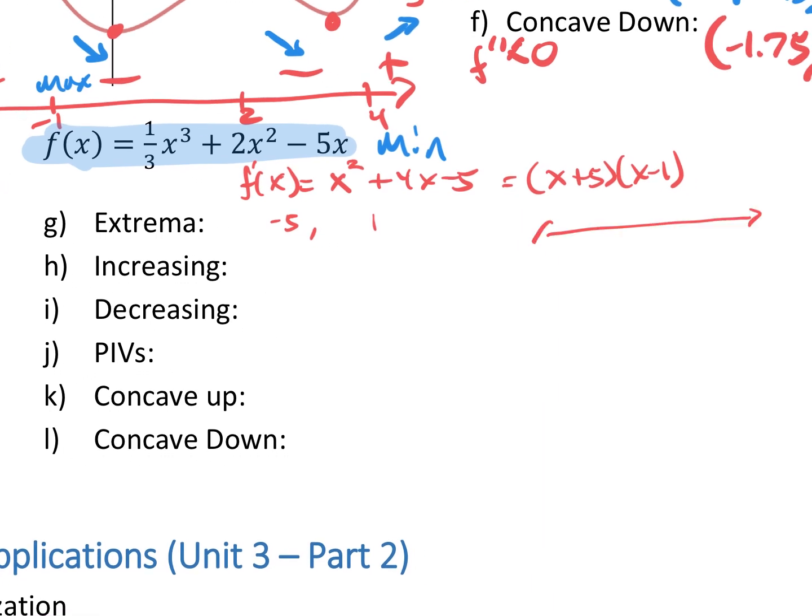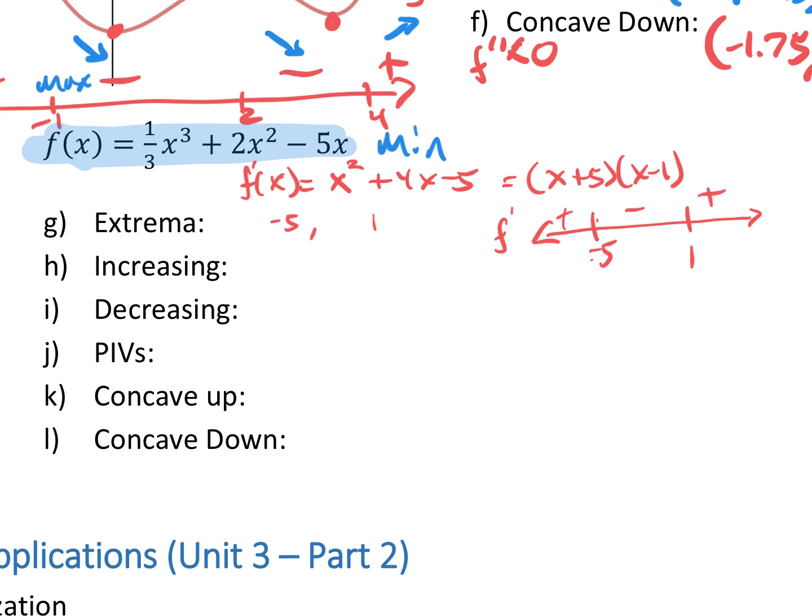So let's go ahead and do a number line here. F prime's at -5 and 1. Let's plug in some values. Plug in -6. We get a negative number times a negative number, which is positive. Plug in 0, we get positive times negative. Plug in 2, we get positive and positive.